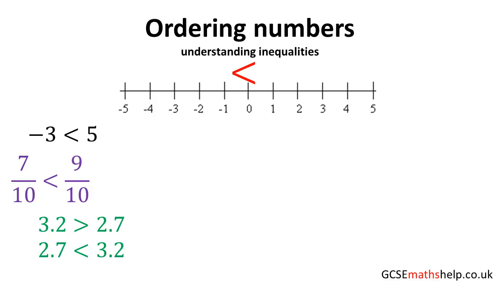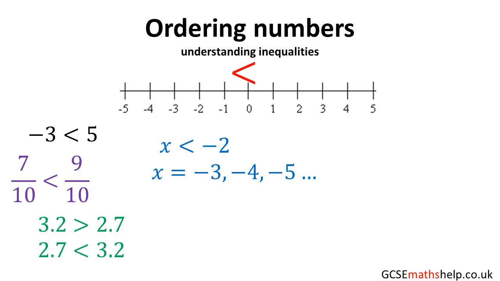And you might have inequalities that are the other way around. If you don't like the fact that 3.2 is bigger than 2.7, you can always switch it the other way around so that the number on the left is smaller than the number on the right, and then your inequality sign always goes in the same direction.